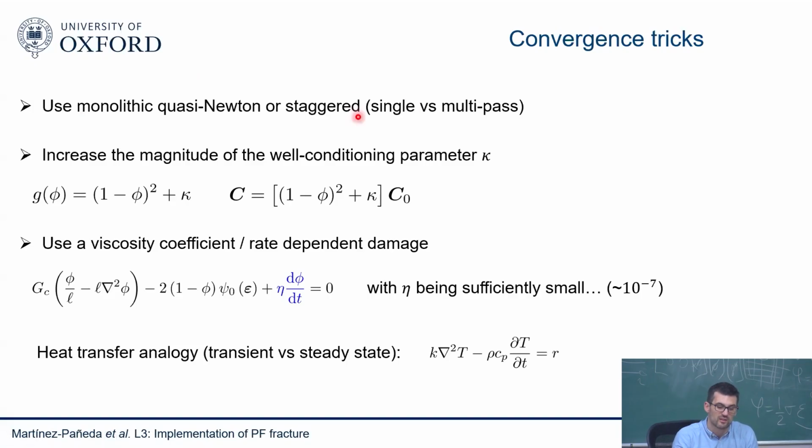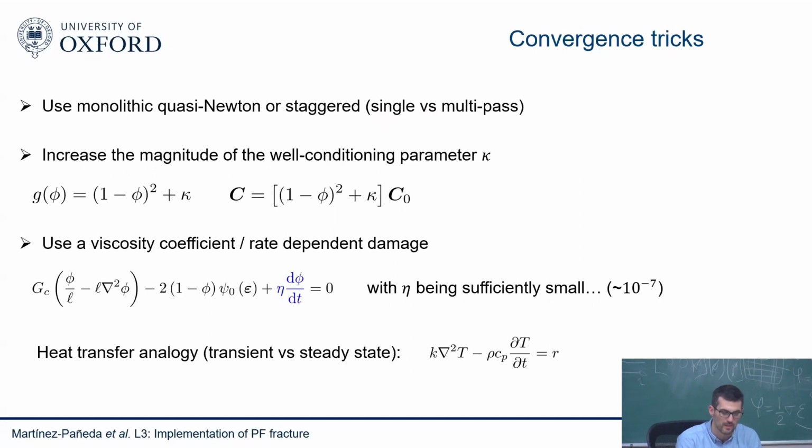Single pass. So my advice will be, if you have a problem, try multipass first. If you have a problem where multipass doesn't converge, then go for single pass. Just being careful, knowing that you may be sensitive to your time increment, like in any other explicit scheme. So you may have to do a time increment sensitivity study just to make sure that you're not deviating from the right solution.